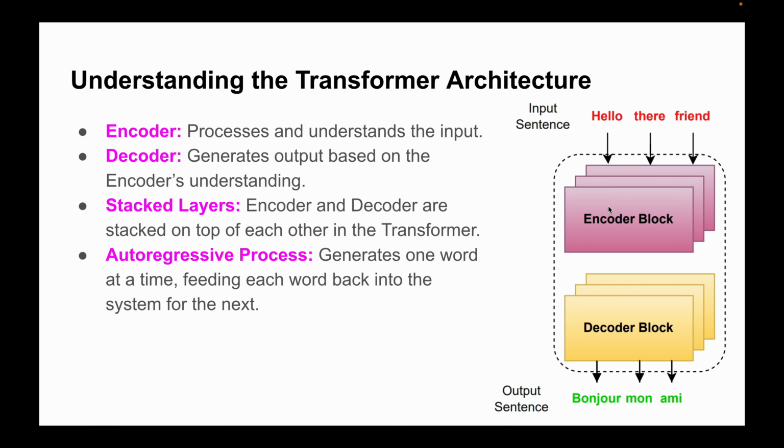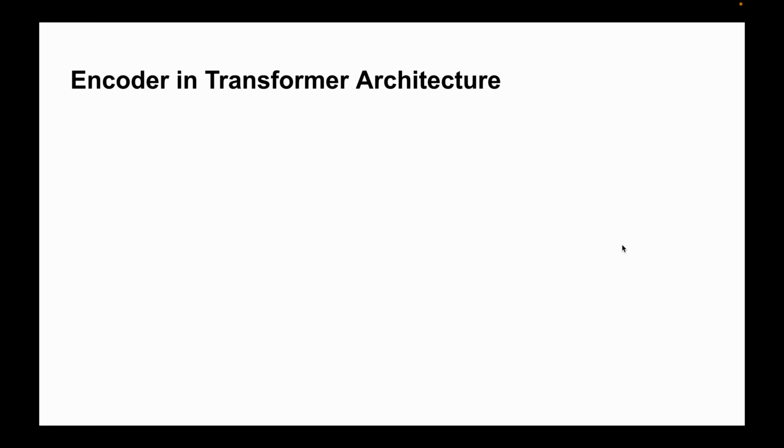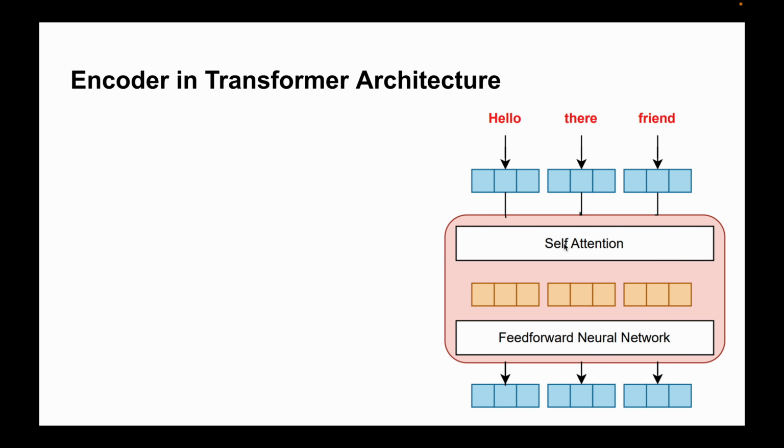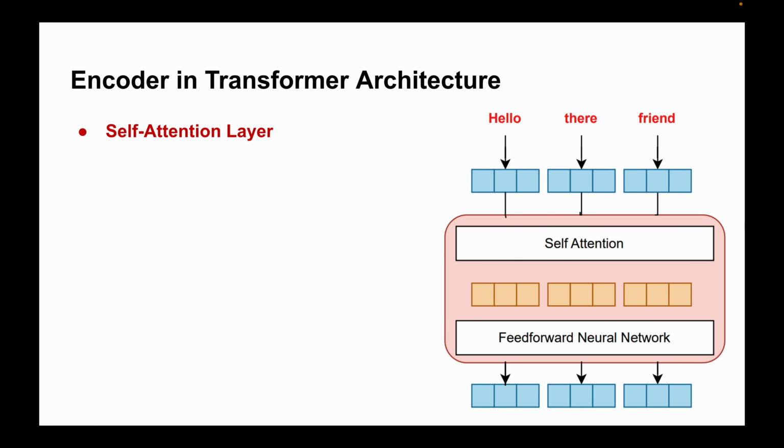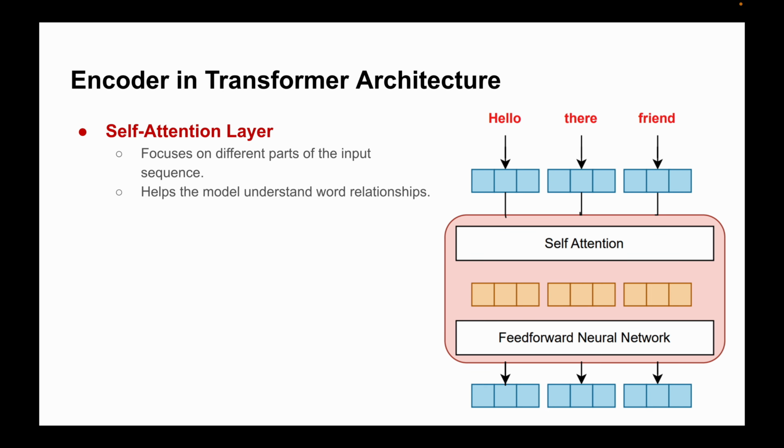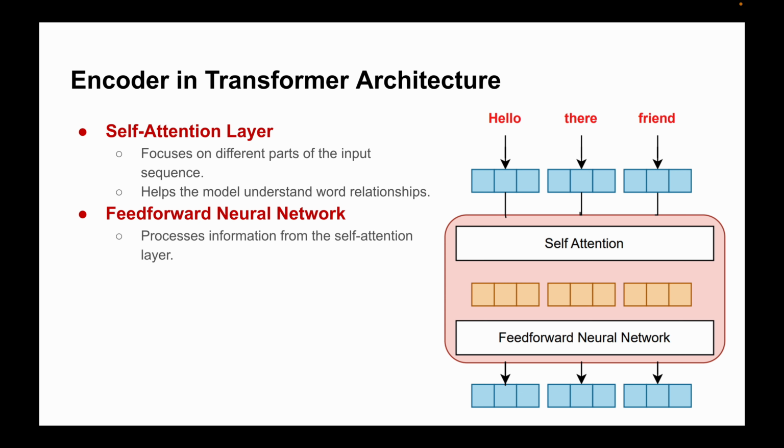Now that we have seen the overview of transformer architecture, let's study the encoder block and then let's study the decoder block. So let's zoom into the encoder architecture. This encoder block has two main parts, the self-attention mechanism and the feed-forward neural network layer. The self-attention layer helps the model focus on different parts of the input sequence. It also helps the model understand how words relate to each other. The feed-forward neural network processes the information from the self-attention layer.